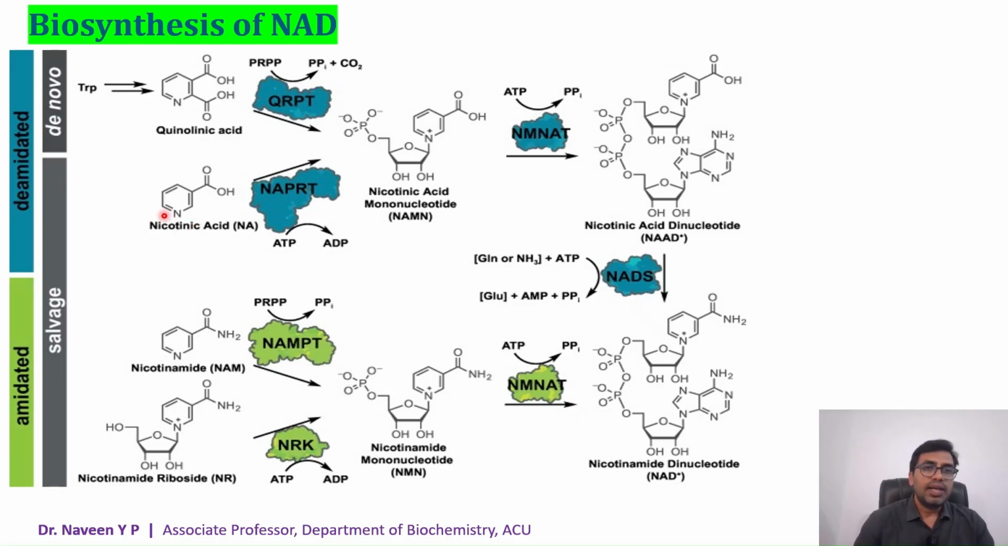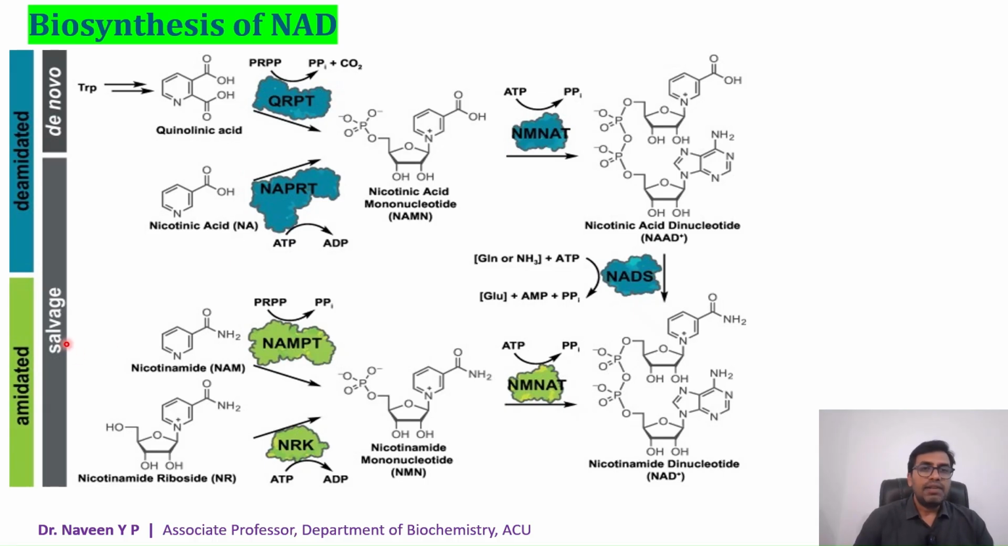Now, these two pathways are called deamidated pathways because these groups here in this nicotine part do not contain CONH2. That is why they are called deamidated pathways.